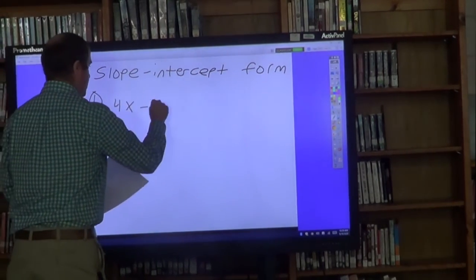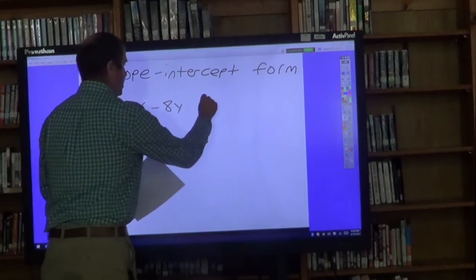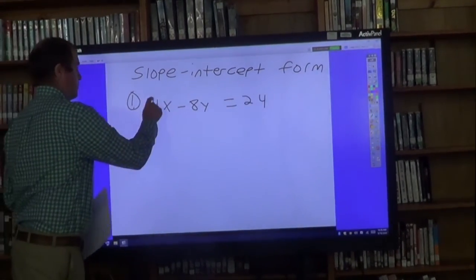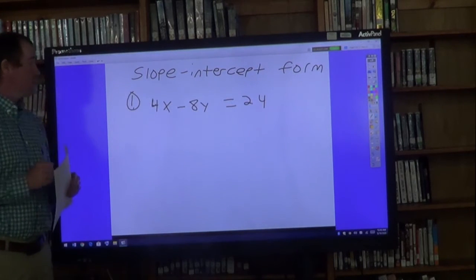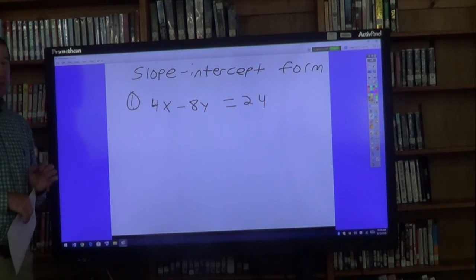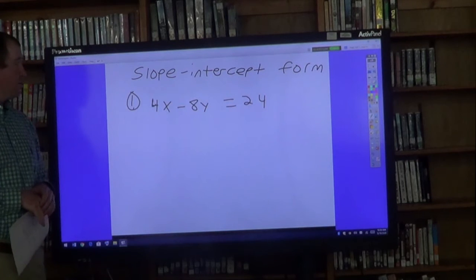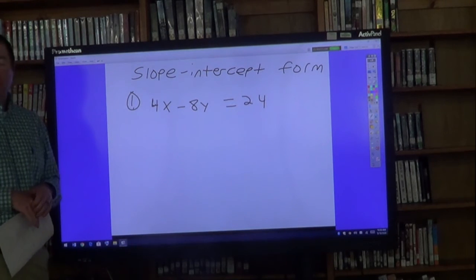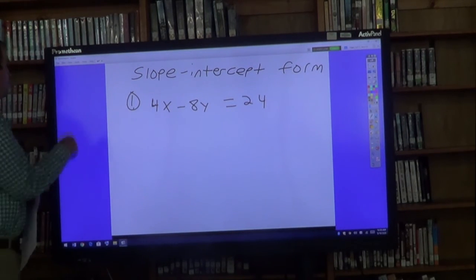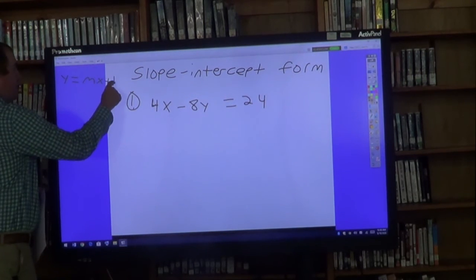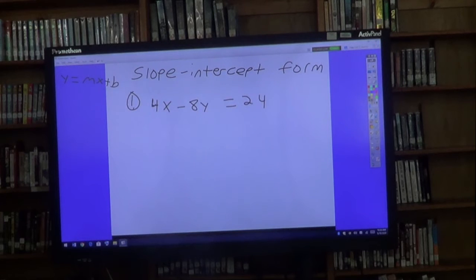For x, and say y equals 24. Alright, so our job is to get y by itself. We pretend that y is a loner and he does not want any company with him. We're headed here. This is our buddy right there.